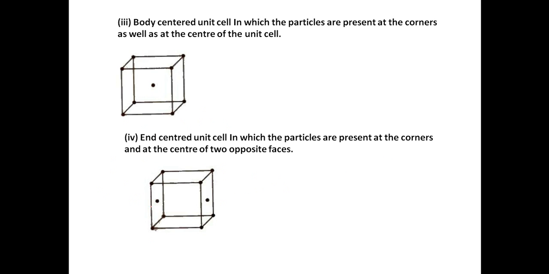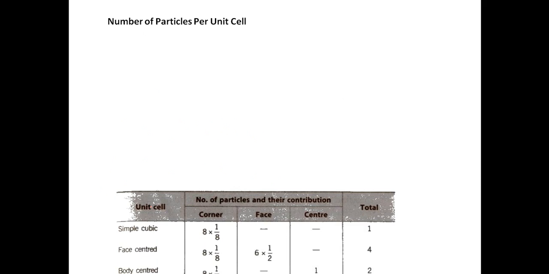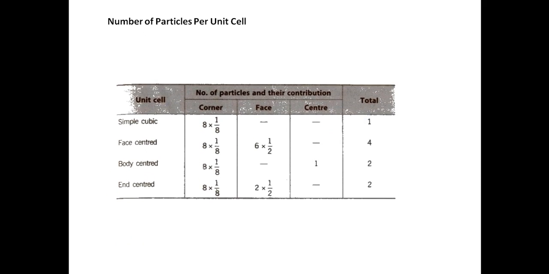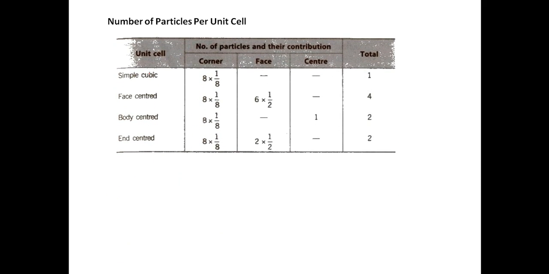Now in the next slide we will discuss the number of particles per unit cell. We already discussed majorly 4 types of unit cells. These are the 4 types of unit cells. First is the simple unit cell, in which we studied that the atoms are present at the corners.